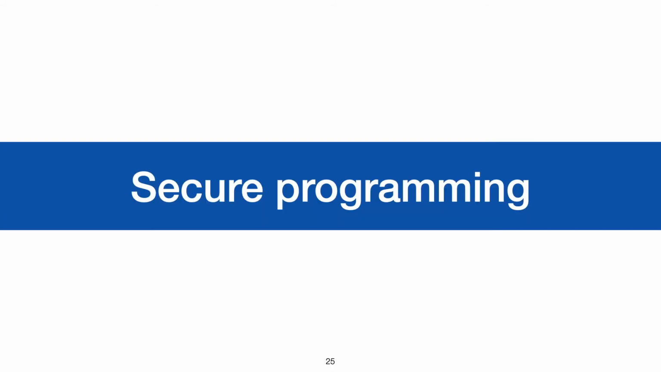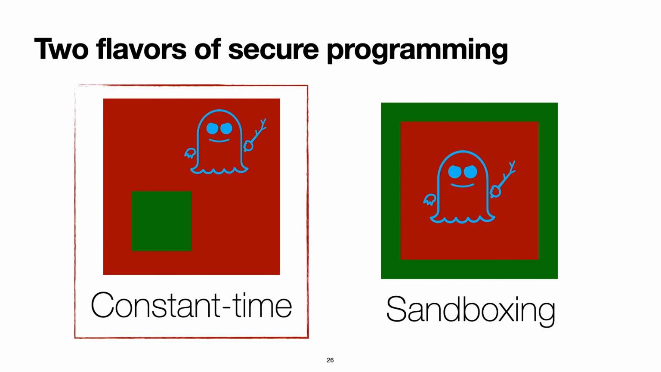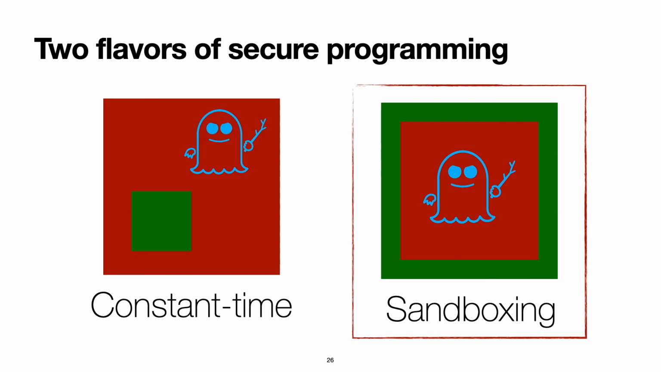Contracts provide a basis for secure programming and for leveraging the security guarantees offered by different classes of hardware countermeasures. We consider two flavors of secure programming. First, we consider a constant time scenario where the goal is ensuring that a benign program does not leak confidential data to a side channel adversary. Second, we consider a sandboxing scenario where the goal is preventing a potentially malicious program from accessing confidential data outside of its sandbox.